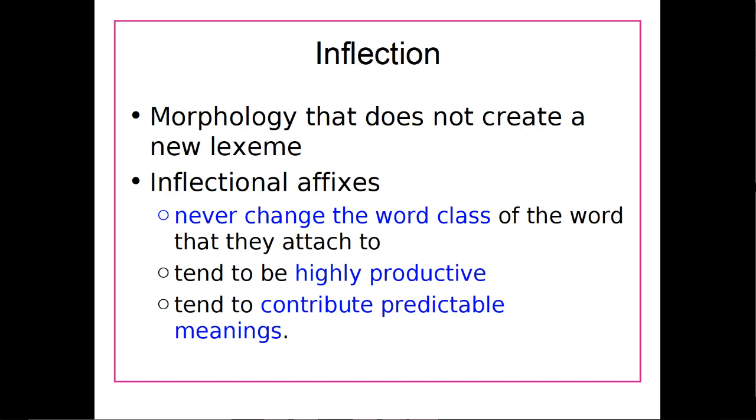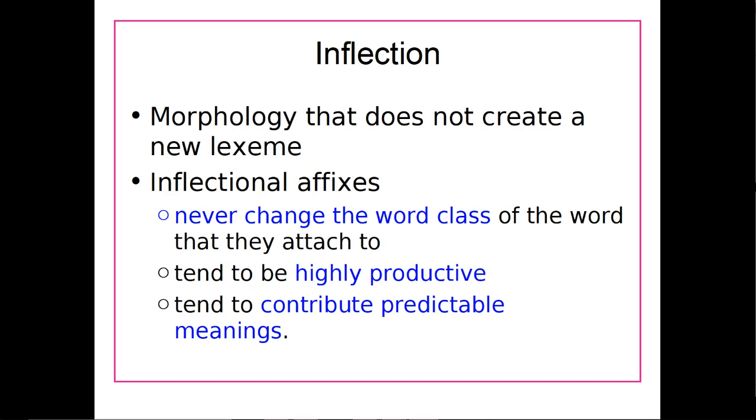So the first type of morphology I'll talk about that languages use is what's called inflection. Inflection is a type of morphology that does not create a new lexeme, does not create a new vocabulary item. Inflectional affixes will never change the word class of something they're attaching to. What I mean by that is that inflectional affixes will not change, for example, a noun into a verb. They will not change an adjective into a noun, nothing like that.